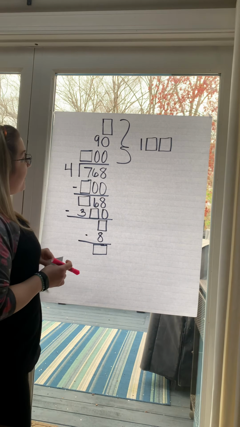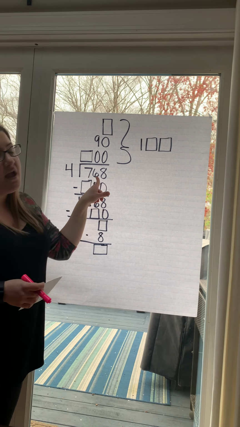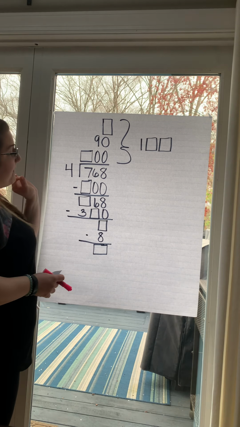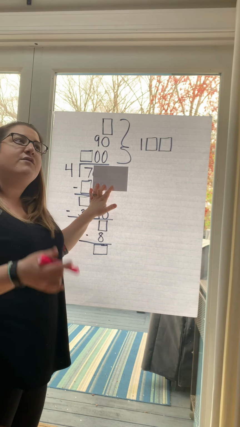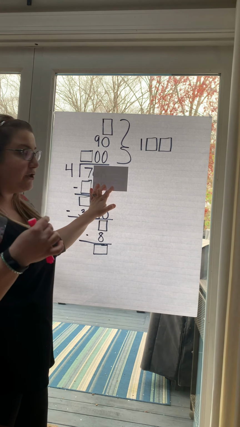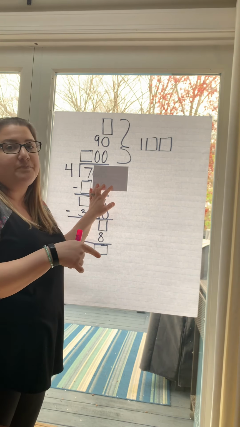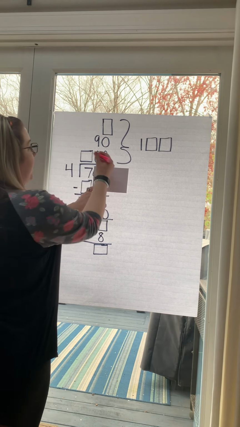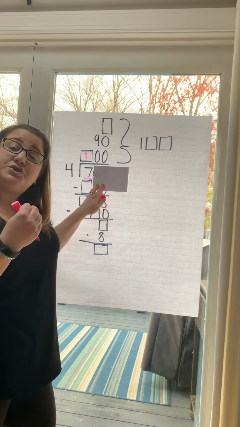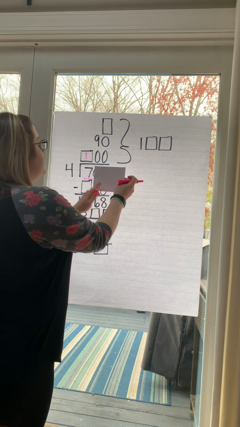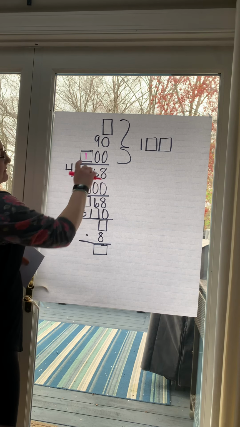All right, so we're going to start with our partial quotient, and we're going to look at our dividend, 768 divided by 4. I'm going to start with the biggest place value, which in this case is a 7 in the hundreds place. So I'm going to ask myself, a 7 in the hundreds place would be the value 700. So I'm really dividing 700 divided by 4. That would give me 100 because I can make 400 out of 700. So now, 4 times 1 is 4.